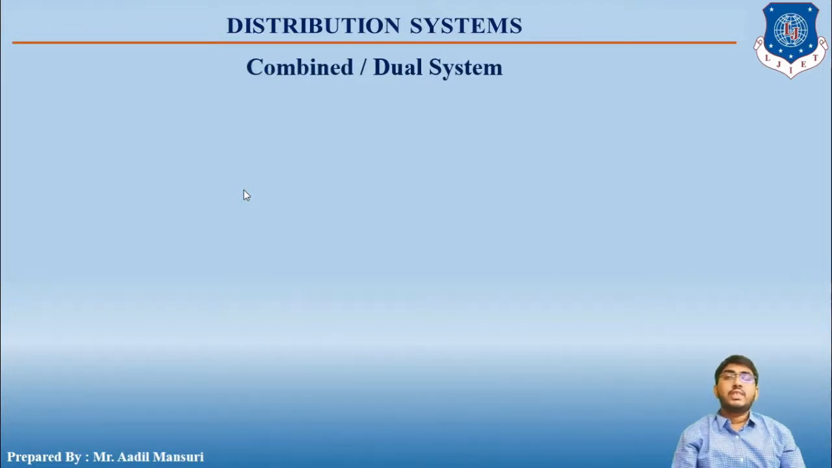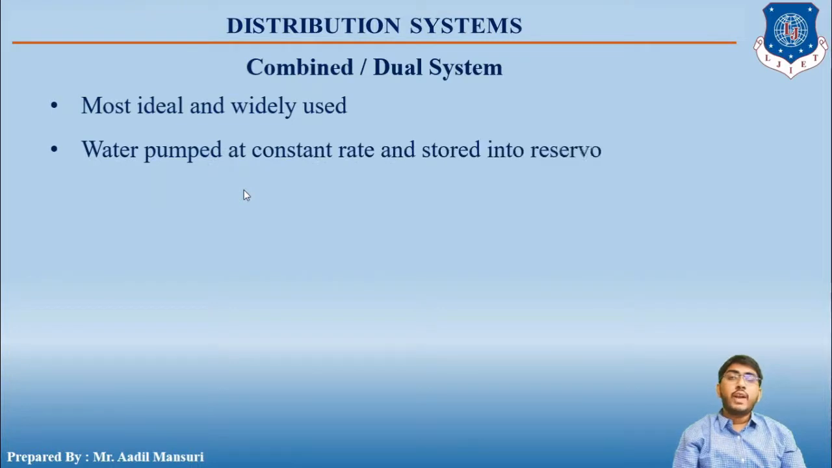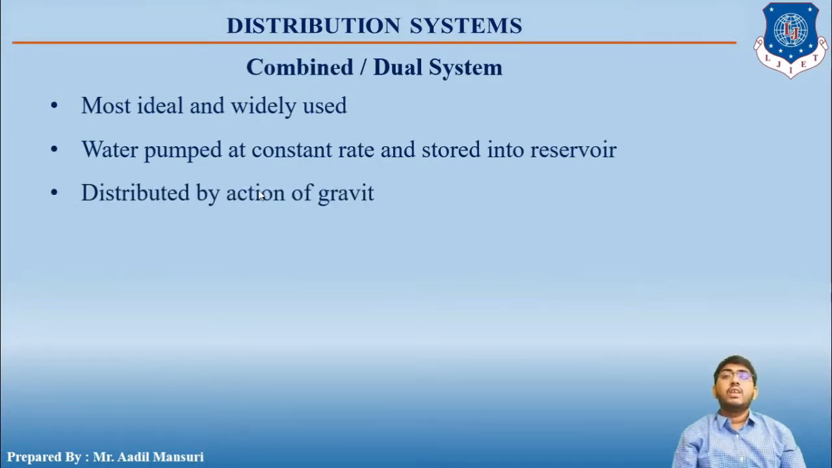Okay, next is the combined or the dual system. The most ideal and widely used system is the combined or dual system. Water is pumped at a constant rate and is stored in a reservoir of a particular area. Then after the requirement arises, or when the demand arises, the water is distributed using the action of gravity.